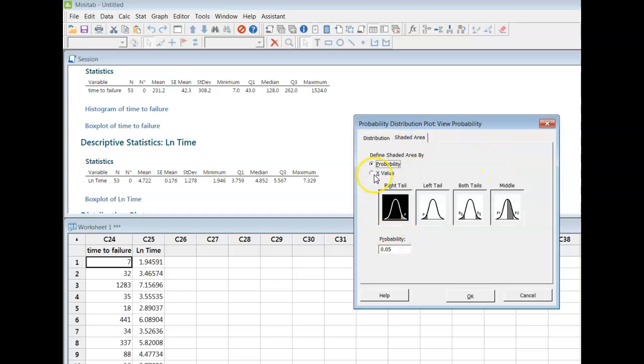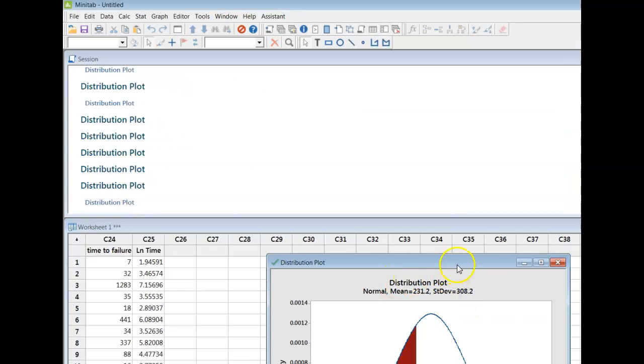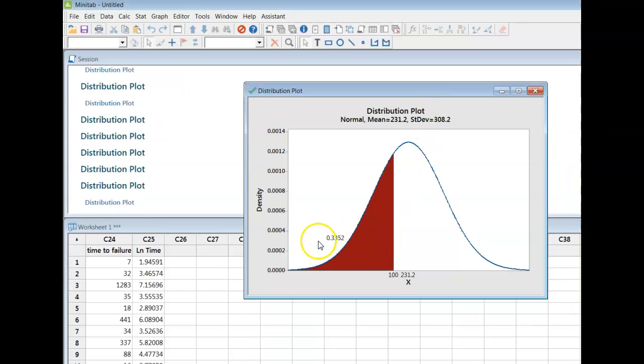I go to shaded area, I plug in my x value, and I want it to know what's the probability the component fails in less than, which is why I'm asking for a left tail, less than 100 hours. And I get an answer of 0.3352, so a 33.52% chance. But this answer, however, is not correct, because as we've seen from the histogram and the box plot, these data don't follow a normal distribution.